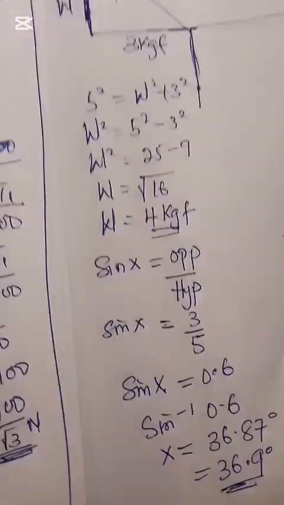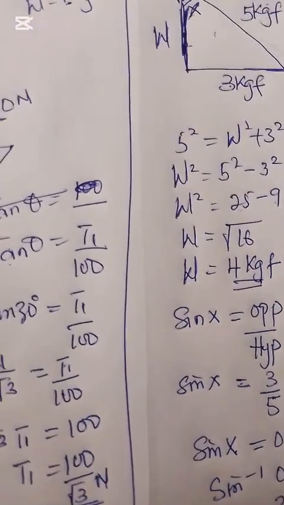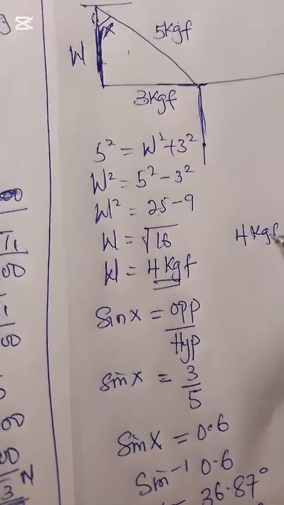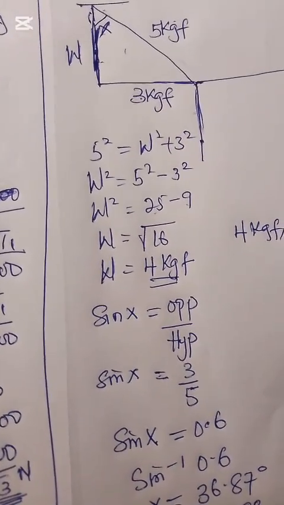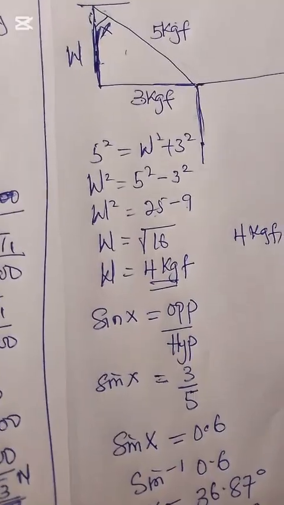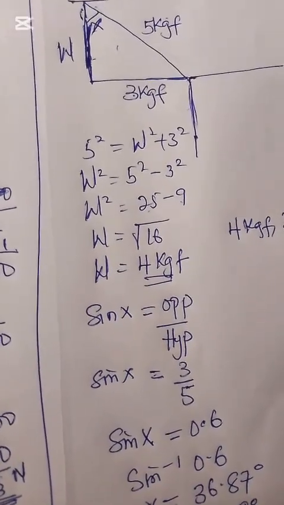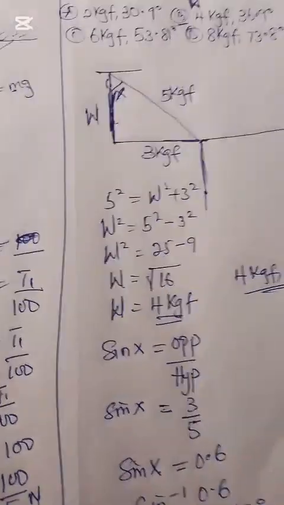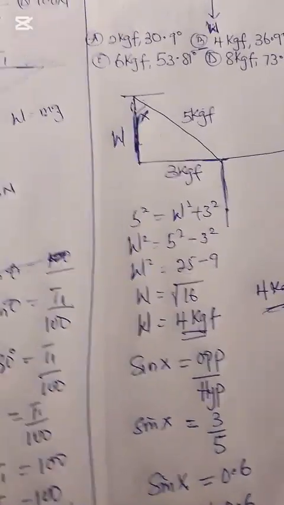So in conclusion, the answer to the question becomes 4 kgf, that is respectively, 36.9 degree, which is option B. That is how you solve that kind of question.